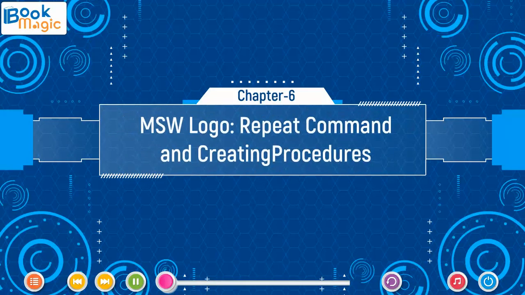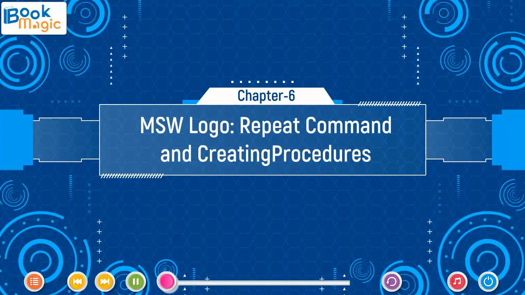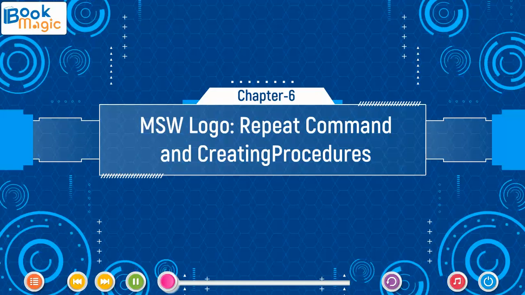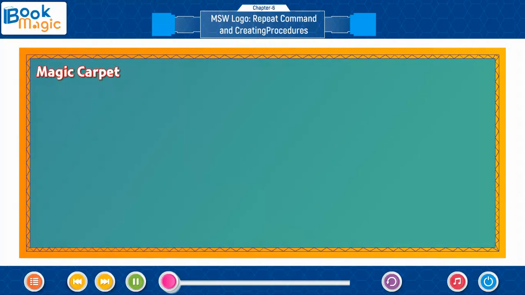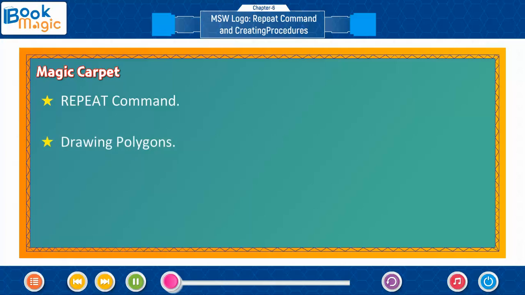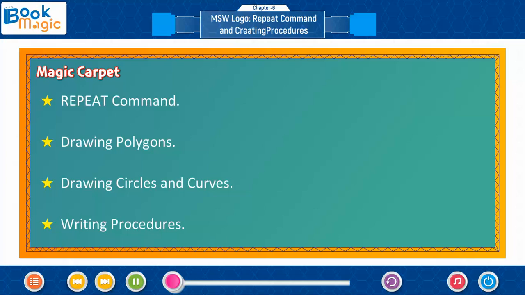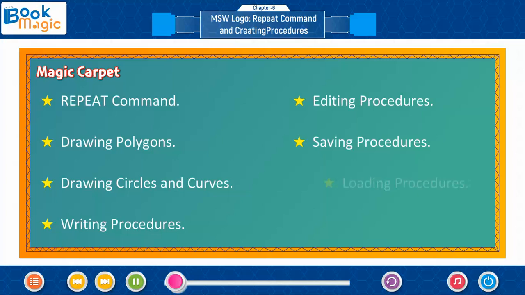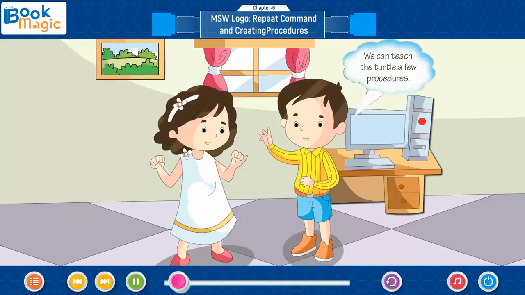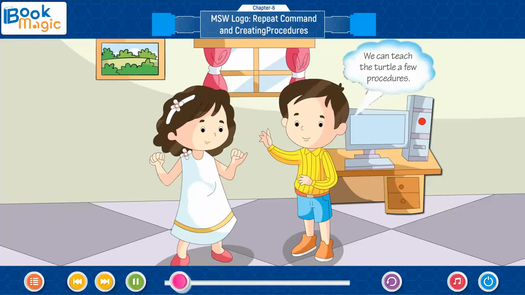Chapter 6 MSW Logo, Repeat Command and Creative Procedures. Magic Carpet, Repeat Command, Drawing Polygon, Drawing Circles and Curves, Writing Procedures, Editing Procedures, Saving Procedures, Loading Procedures, Erasing a Procedure. We can teach the turtle a few procedures.